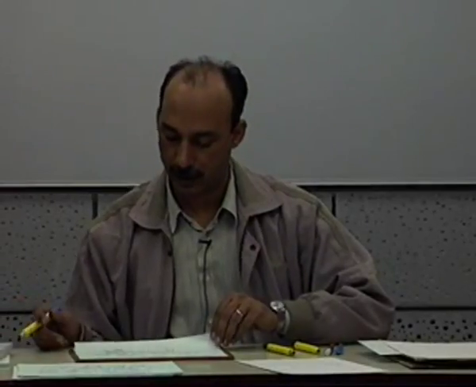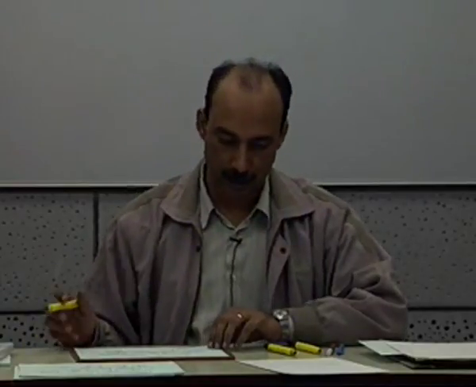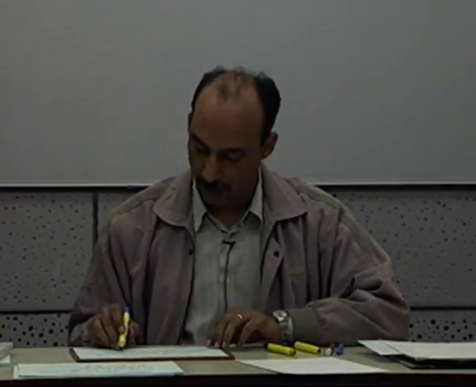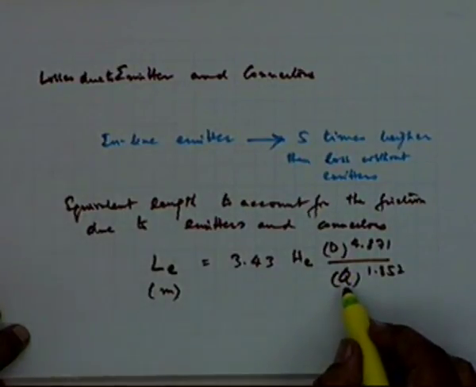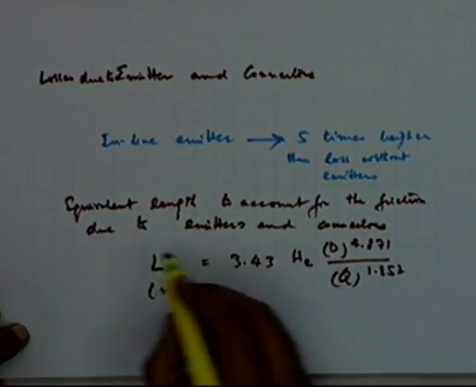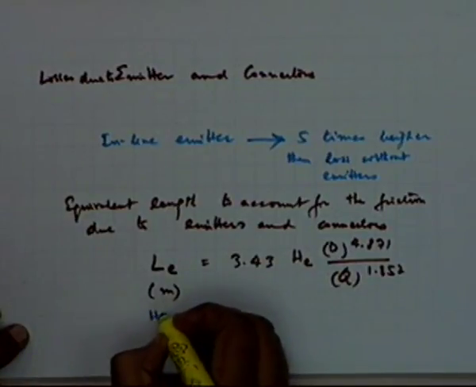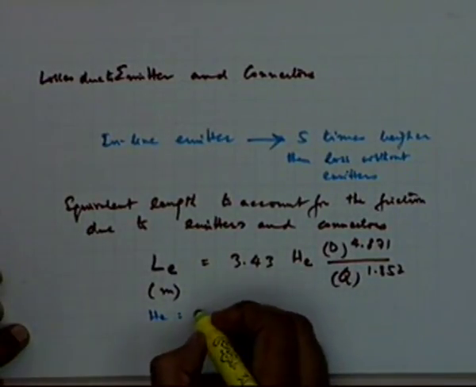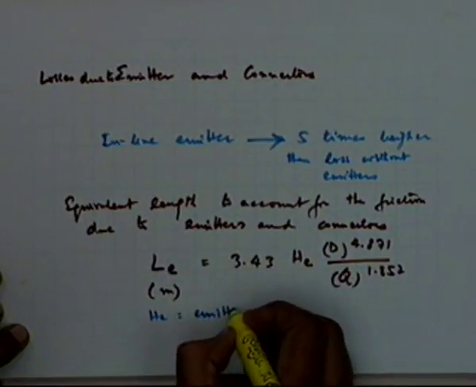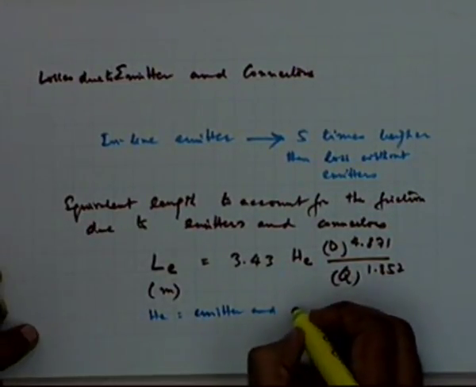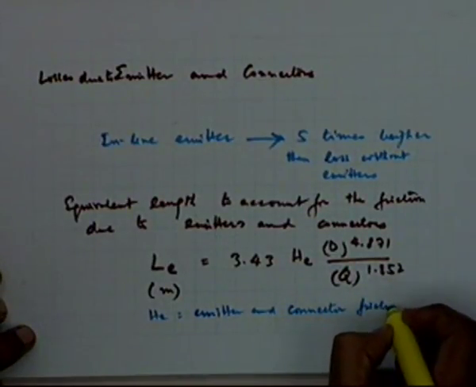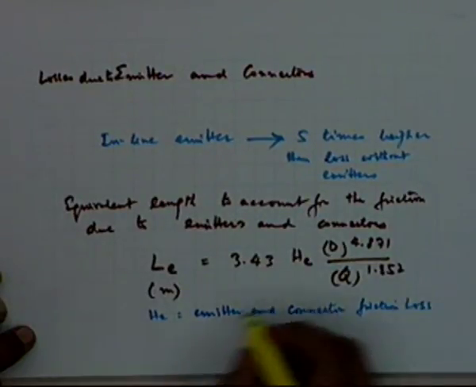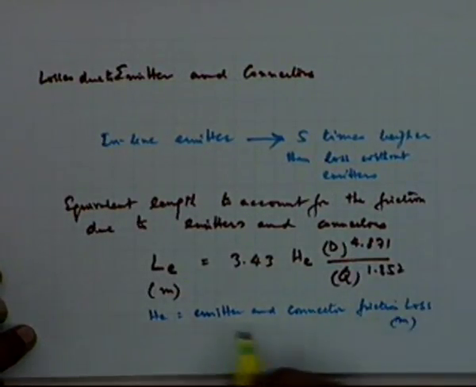In this equation, what are the various parameters? These we have defined earlier. This is the lateral diameter, in millimeters, and Q is the flow rate in liters per hour. HE is the emitter and connector friction loss, in meters.